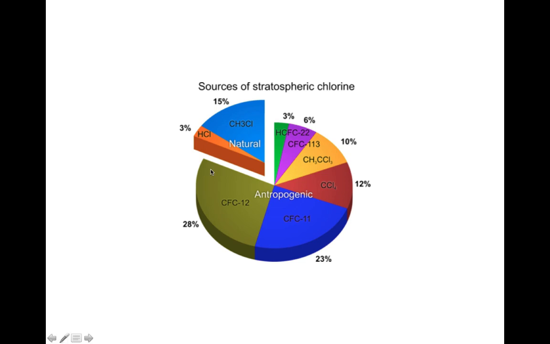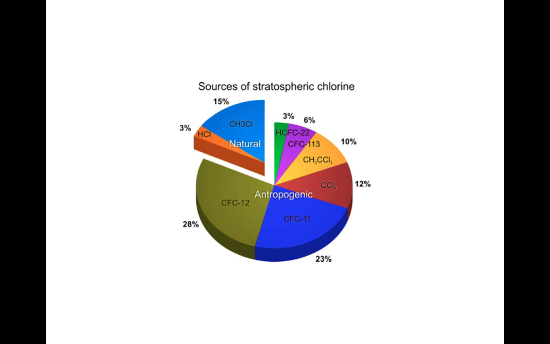Here we have a pie chart that shows the different sources of stratospheric chlorine. What you can see is that this exploded pie chart has HCl and CH3Cl, but this HCl represents 3% of the total. So does this, and this looks so much bigger. And 15% is caused by CH3Cl. The CCl4 is 12% here, but this also looks quite a bit larger than the mere 3% difference that you would see in actuality. So pie charts are something to be avoided.